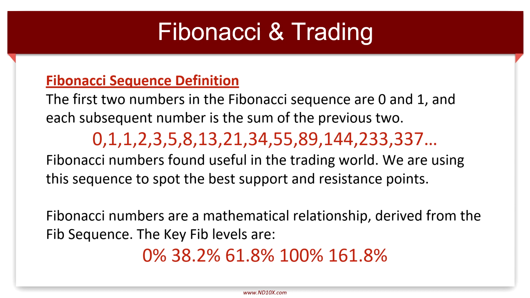Fibonacci numbers are found useful in the trading world. We are using this sequence to spot the best support and resistance points. Fibonacci numbers are mathematical relationships derived from the Fib sequence. The key Fib levels are 0, 38.2, 61.8, 100, 161.8.